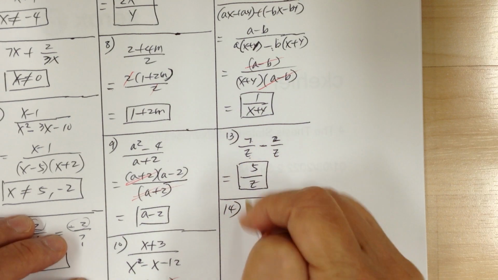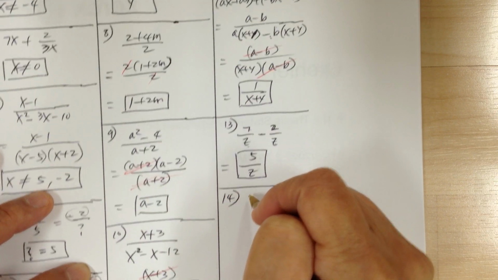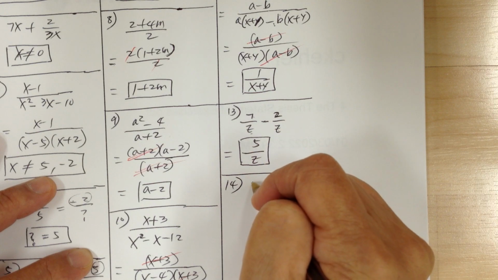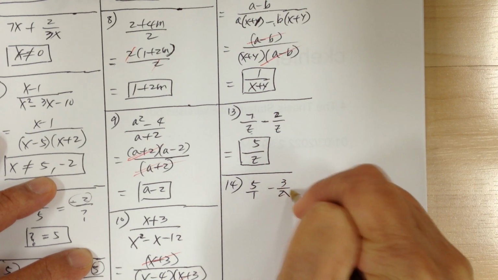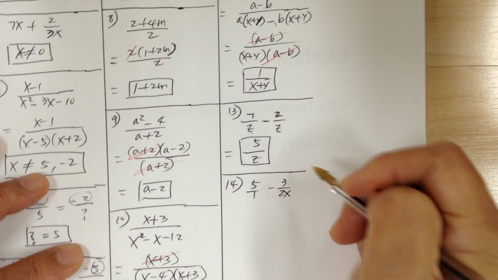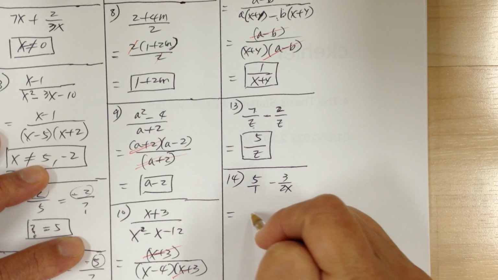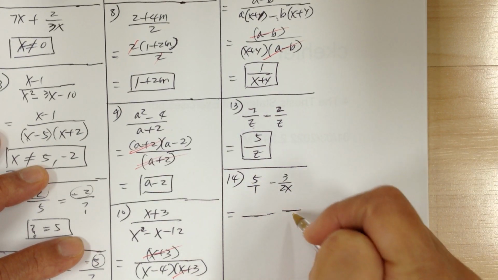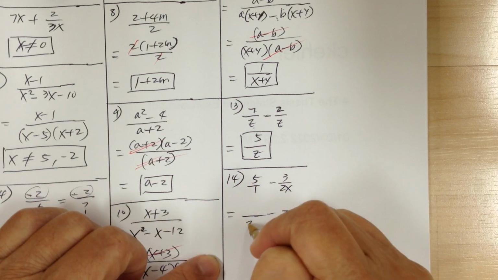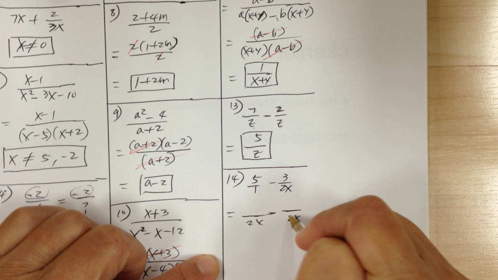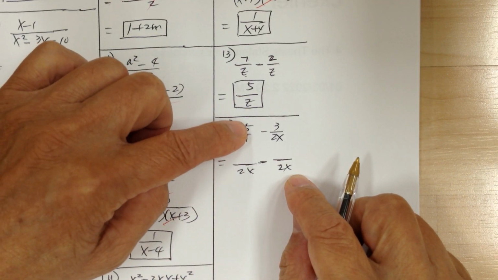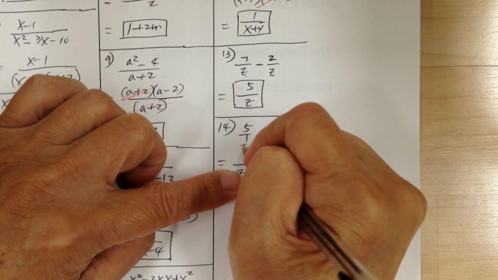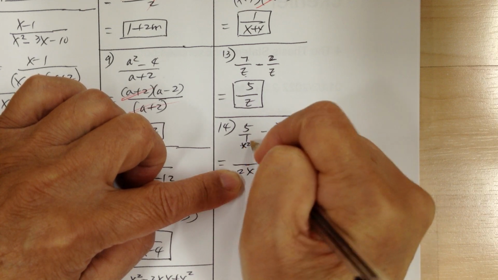Okay, 14. Because it's a fraction, I'm going to write it as 5 over 1, minus 3 over 2x. Right now you don't have a common denominator, so you have to get your LCD. Your LCD is 2x, so I'm going to put 2x and 2x. I can get your common denominator ready before you do anything. So from here to here, you need to multiply by 2x, okay?